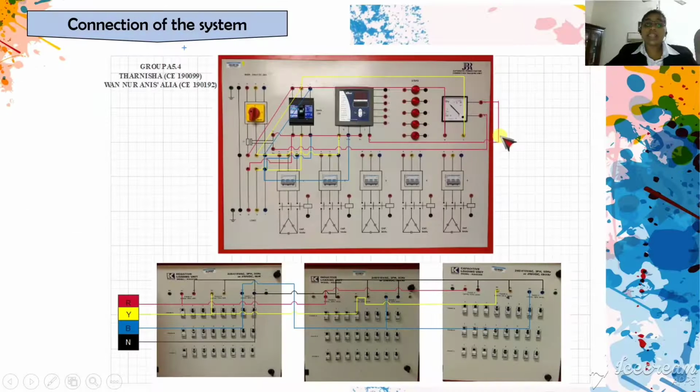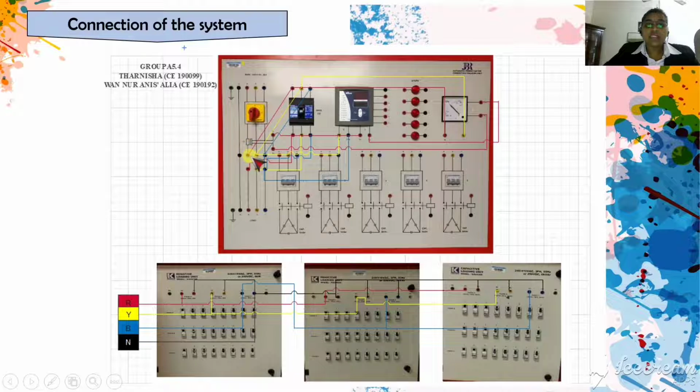Next, let's look into the connection of the system. So, mainly in this power factor unit, we have 4 main components or devices, which is the main supply of 240 or 450 volt with 20 ampere current, and also main circuit breaker, digital measurement unit, analog measurement unit for taking the measurement of the power factor.